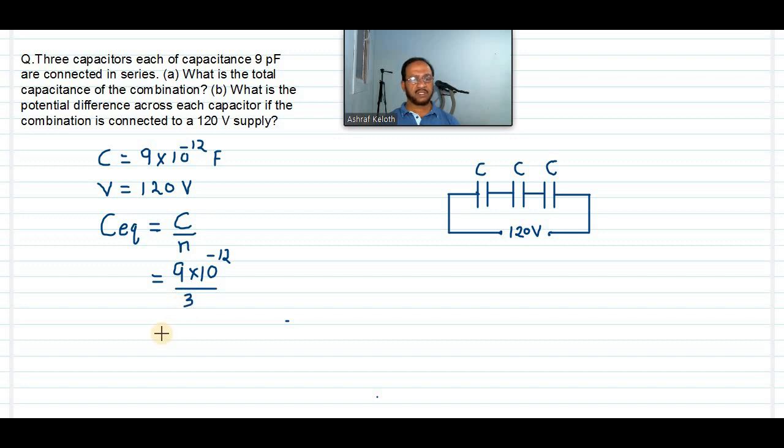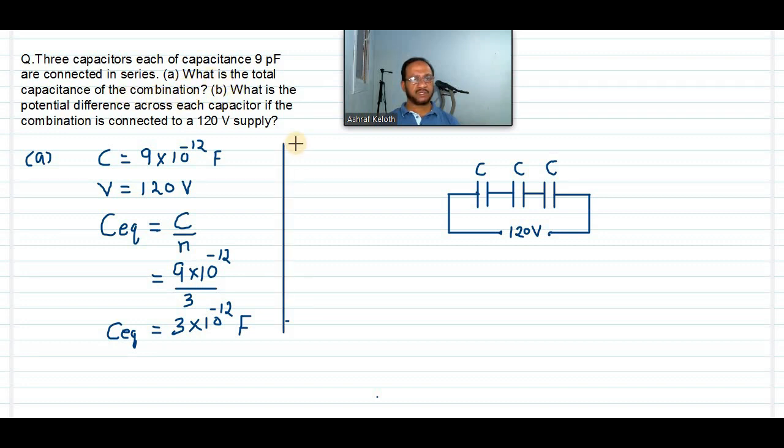So 9 by 3 is equal to 3. 3 into 10 raised to minus 12 farad is the net capacitance, the equivalent capacitance of the combination, C eq. This is the first bit answer. The first bit of the question is what is the total capacitance of the combination.